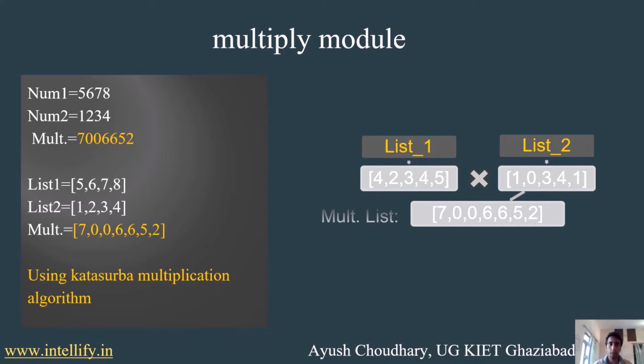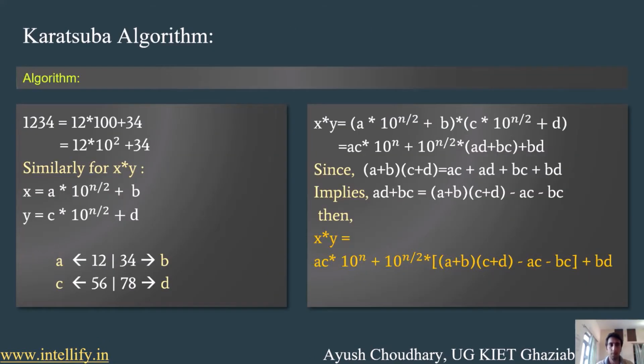So we will see how the Karatsuba algorithm works. For example, say we have the number 1234. How can we write this? We can write it as 12 times 100 plus 34.